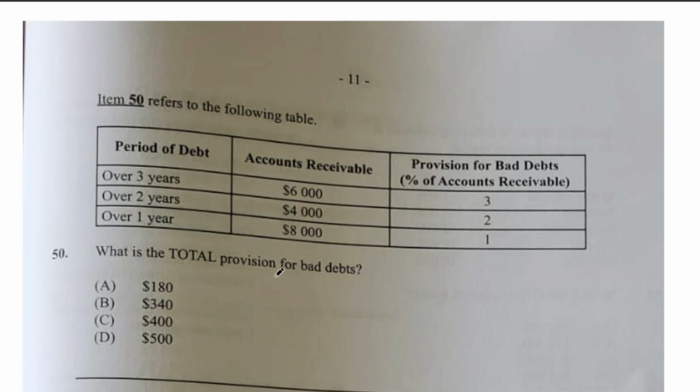Alright, so let's go through here. So for year one, they have a provision of 1% of the accounts receivable. So 1% of 8,000 is going to give you $80.